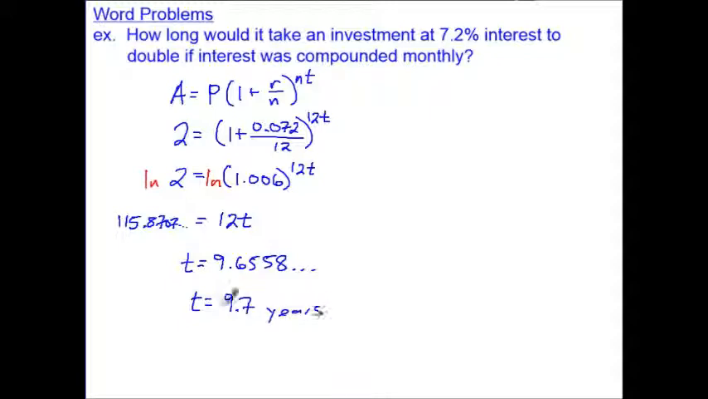Alright, so basically, if you can find yourself 7.2% compounded monthly, that means if you throw $100 in the bank and you walk away from it and come back in a little less than 10 years, you should have $200.